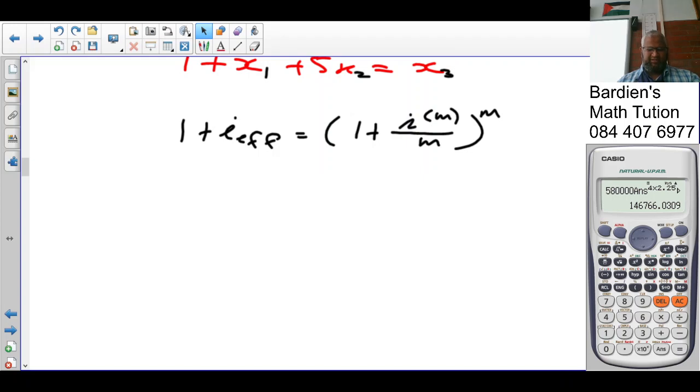Yes, I'm sorry, what is the formula for changing your nominal interest rate to an effective interest rate? And all this is compound interest, no? It's not simple, it's compound interest.